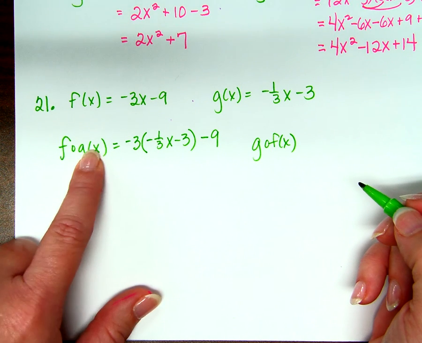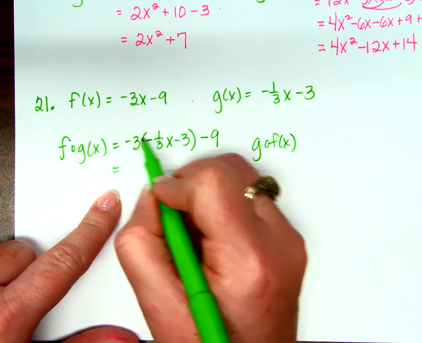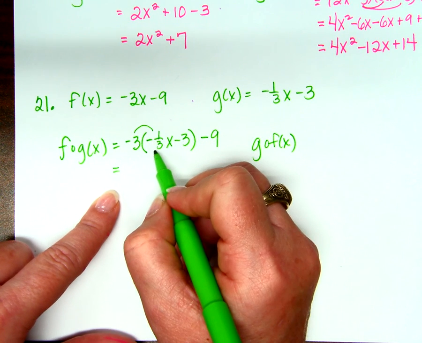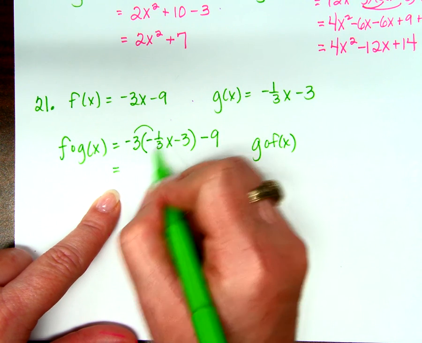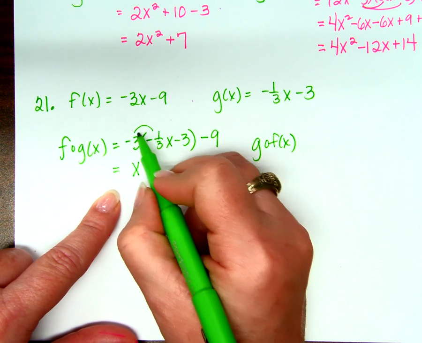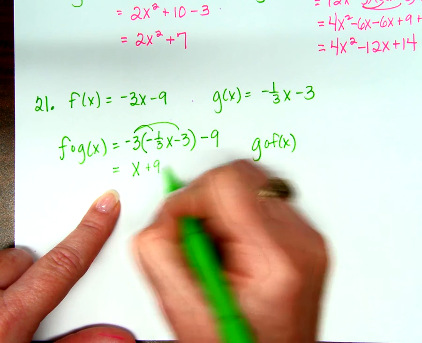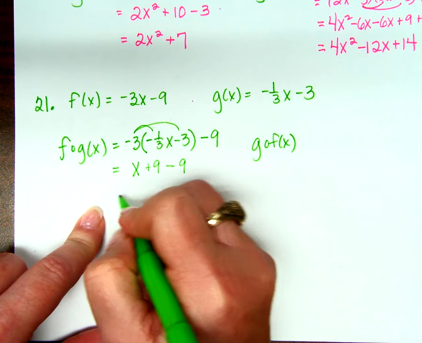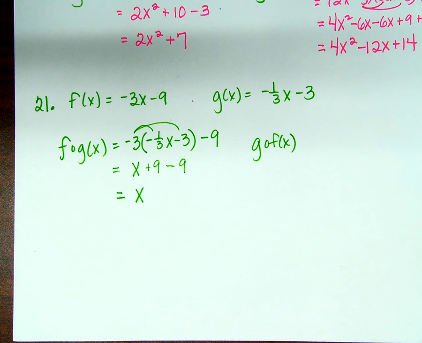Because I took g and put it into f. Well, what is negative 3 times negative 1/3? Well, that's negative 3 over negative 3, which is 1, right? So I just have x. What is negative 3 times negative 3? Positive 9, and then I have minus 9. So what does that equal? X. Then I'm done with that part, right? I just stop, okay? You'll understand more in just a second. Let's do Goff first, and then we'll talk.